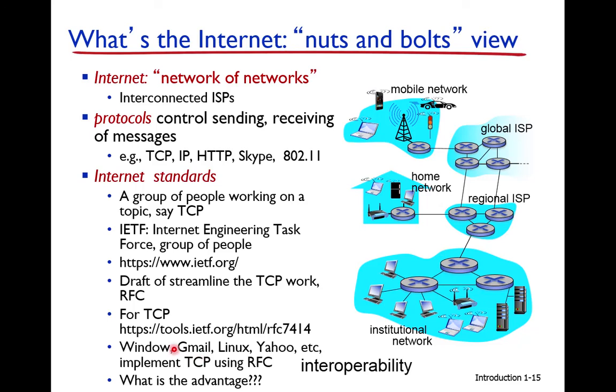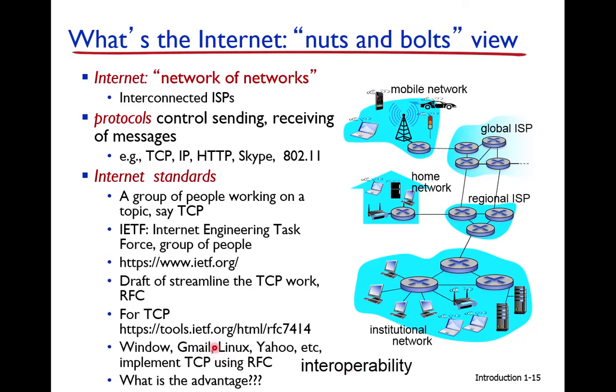What does it mean? That the TCP implemented by a vendor can interoperate and work with the TCP implemented by Gmail. Why? Because the vendor and Gmail have both implemented TCP as specified in this RFC, by following this RFC. So the TCP implemented by the vendor and the TCP implemented by Gmail can talk to each other, they can work with each other. They are interoperable. They have interoperability.